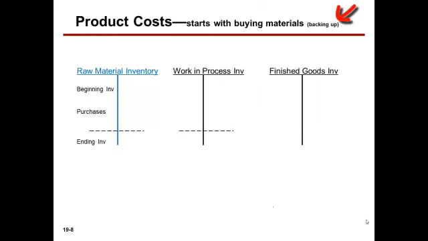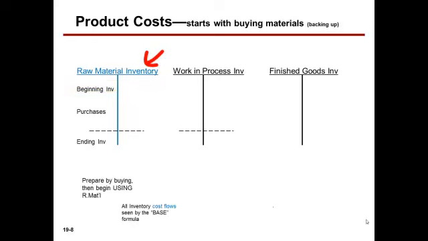Now, backing up in our accounting, we first prepare by buying into that account. Beginning balances may already exist for raw materials. All inventory cost flows can be seen through the lens of the base formula. When direct materials are used, the costs are removed from raw material inventory accounts and transferred into the work in process account. This is the S, or subtracted value from raw materials. We use the ending value assigned to remaining raw material inventory to calculate or force out this S value.